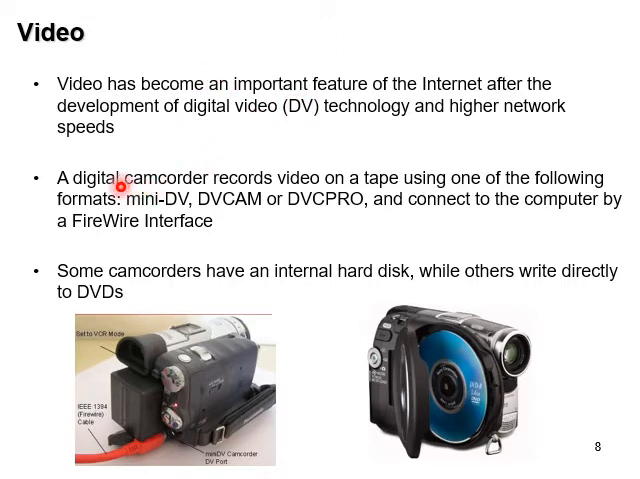So first of all, how do we capture digital video? I'm going to talk later on about the analog video. You can capture digital video using a digital camcorder that records video on a tape using one of the following formats: the mini DV, DV Cam, or DVC Pro, and then connect that to the computer using what's called the FireWire interface. So it is possible to record digital video on a tape using any of these formats.